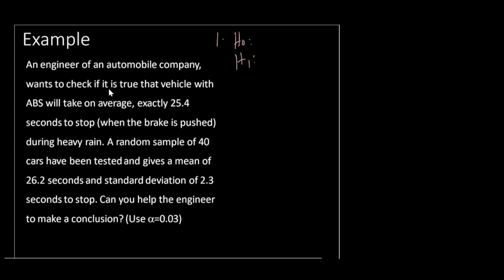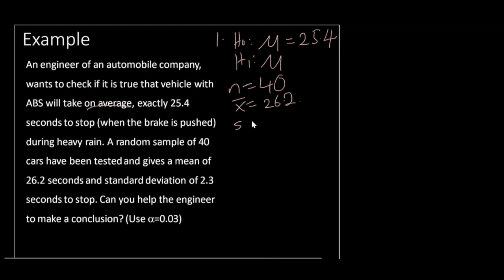So an engineer wants to check if it's true that vehicles with ABS will take on average, so mu, exactly 25.4 seconds to stop. A random sample, so the sample size is 40, and gives the mean. So the mean comes from the sample, this will be x bar, 26.2, and a standard deviation comes from the sample, this would be s, 2.3. So can you help the engineer to make a conclusion?